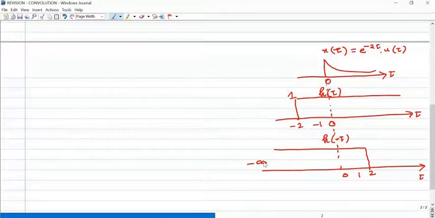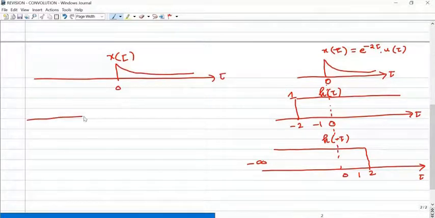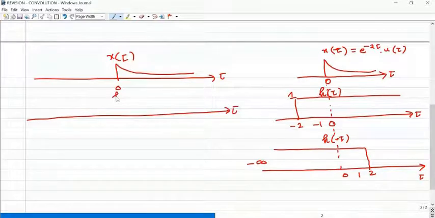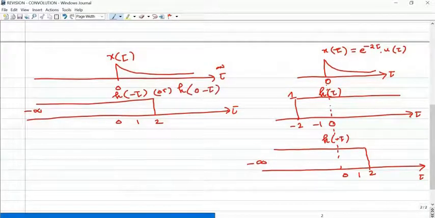Okay. Now, what signals do we need? X of tau we need. Tau versus x of tau. Next, what we need? We need h of minus tau only. H of minus tau signal sketch. It starts from infinity and ends at 2. This is nothing but your t equal to 0. That is your small t equal to 0.